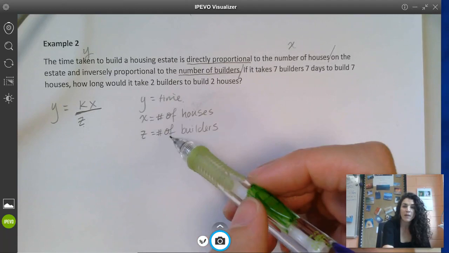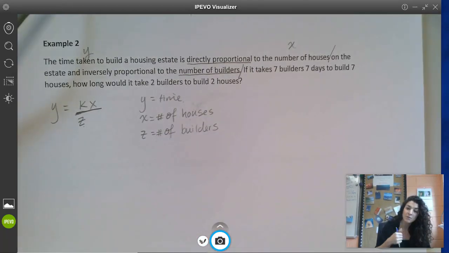Versus the number of builders I have. If the number of builders goes up, then the time it's going to take goes down, right? The more people I have, many hands make quick work. The more people I have, the less time it's going to take because we're all working on it. So that's inversely proportional with time. Oh, okay. Yeah, that makes sense.